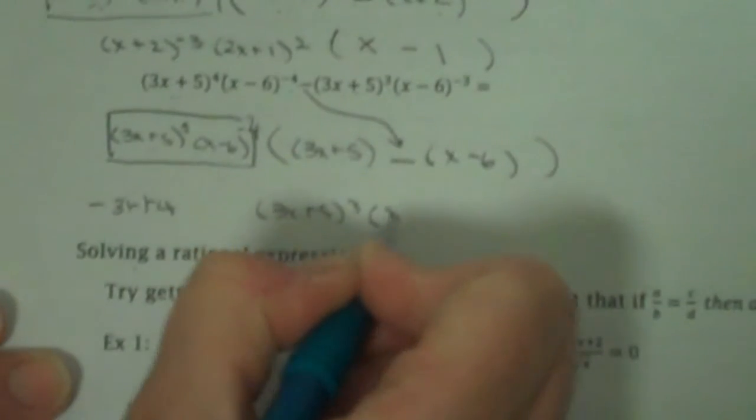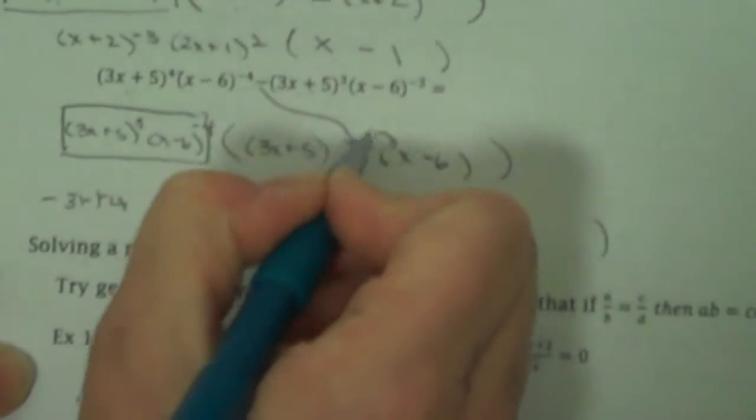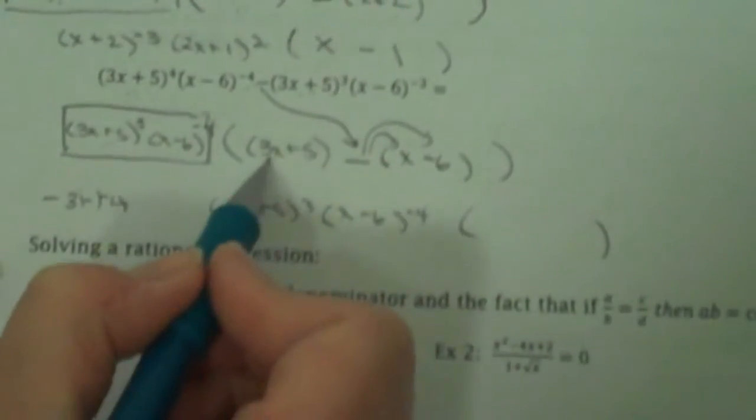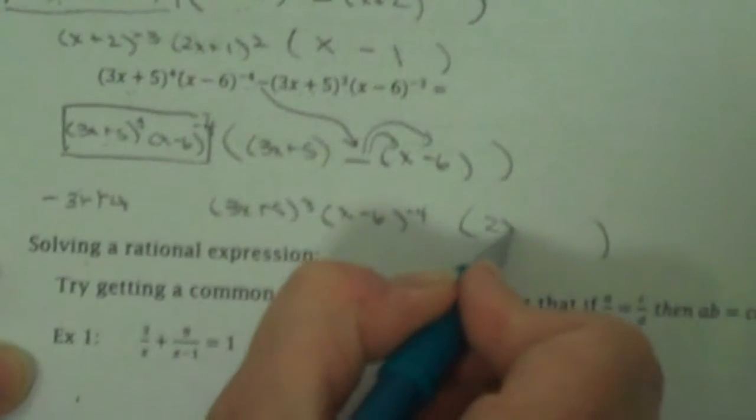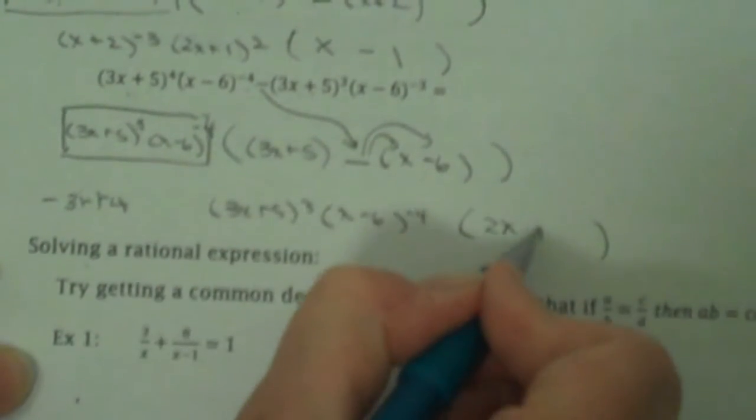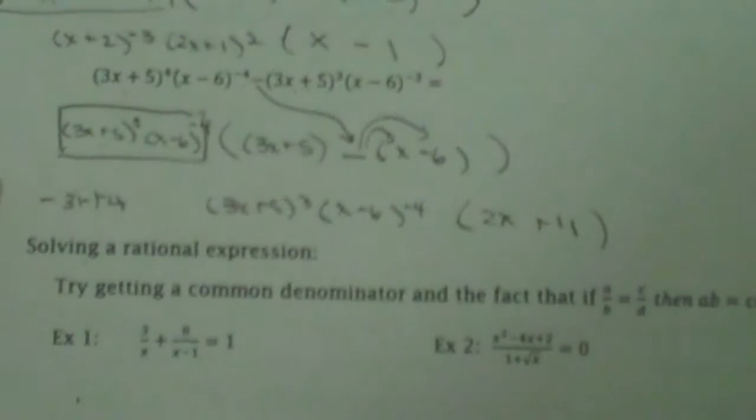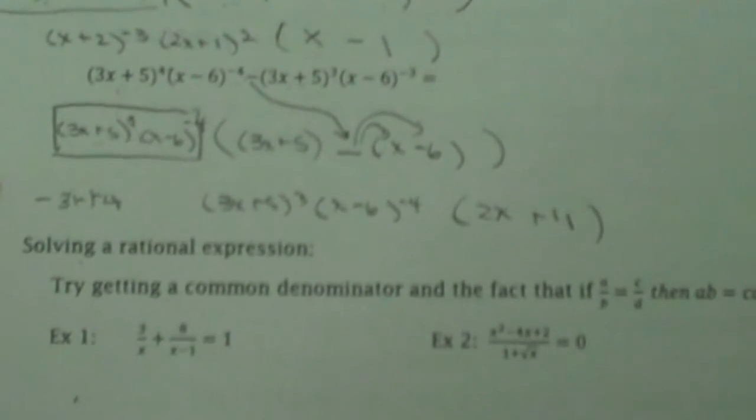I have my 2 factors that I pulled out, and then I have my answer after I distribute. 3x minus x, 2x. 5 minus negative 6, 11. So that is how we build the skill to simplify out our common factor.